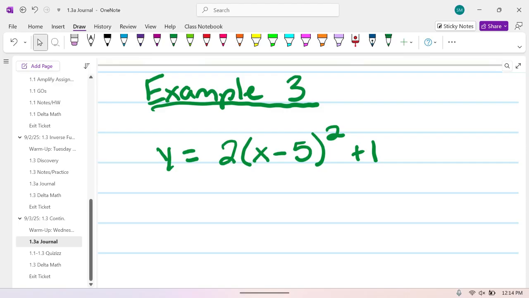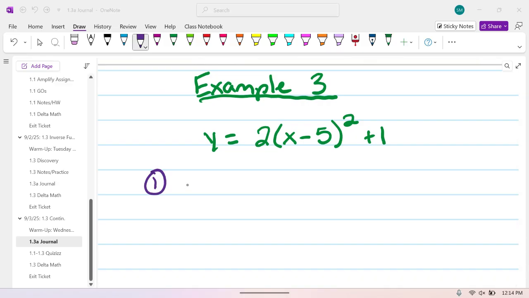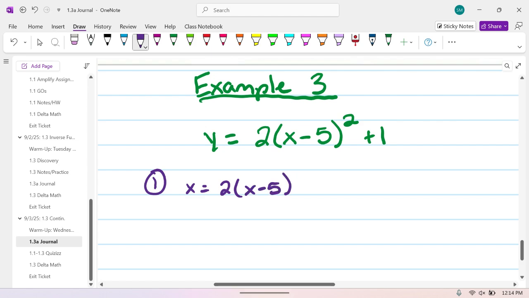So first things first, we're just going to rewrite it, switching the x and the y. So I have x is equal to 2 times (x minus 5)... Why did I write x again? 2 times (y minus 5) all squared plus 1.